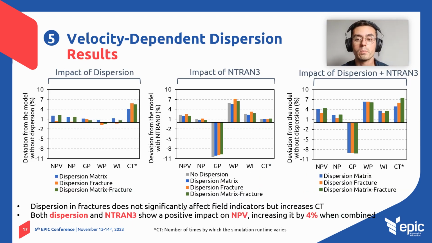And when we compare the impact of dispersion and the impact of NTran3, we see that in terms of NPV and oil production, the impact is of the same magnitude, about 2% each one. But the impact of NTran3 on gas production and water production is much higher. And when we consider both phenomena, we see that the NPV increased 4%. So dispersion could be considered important in this case.